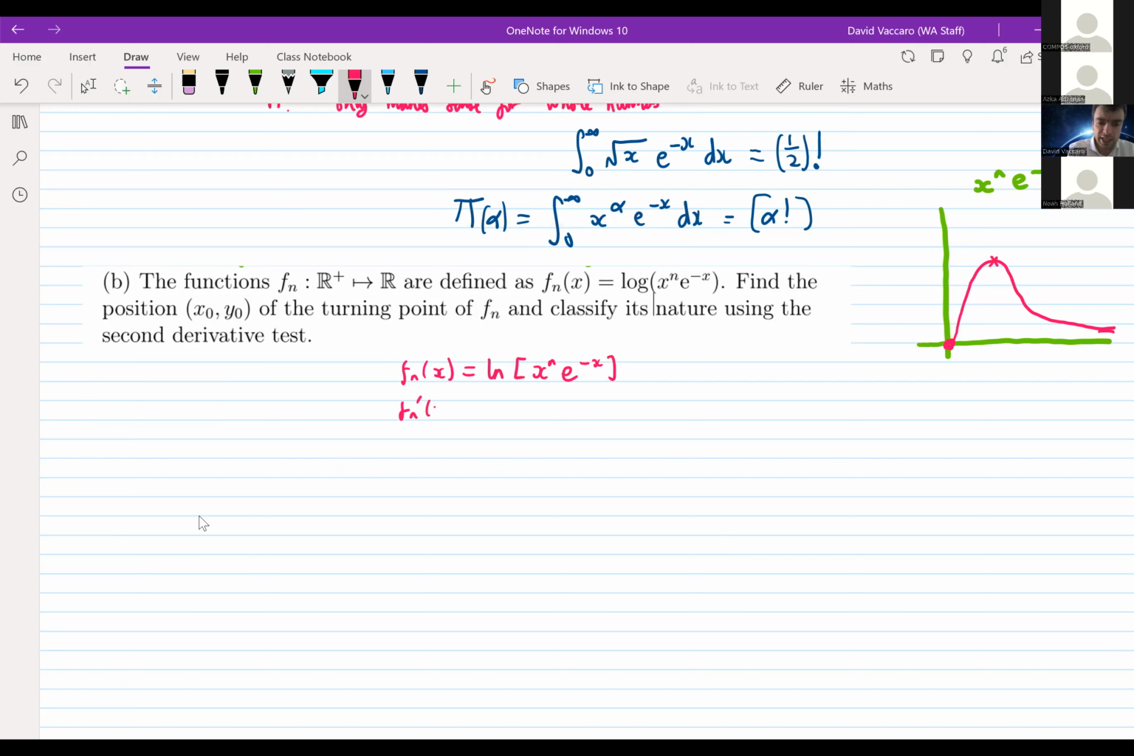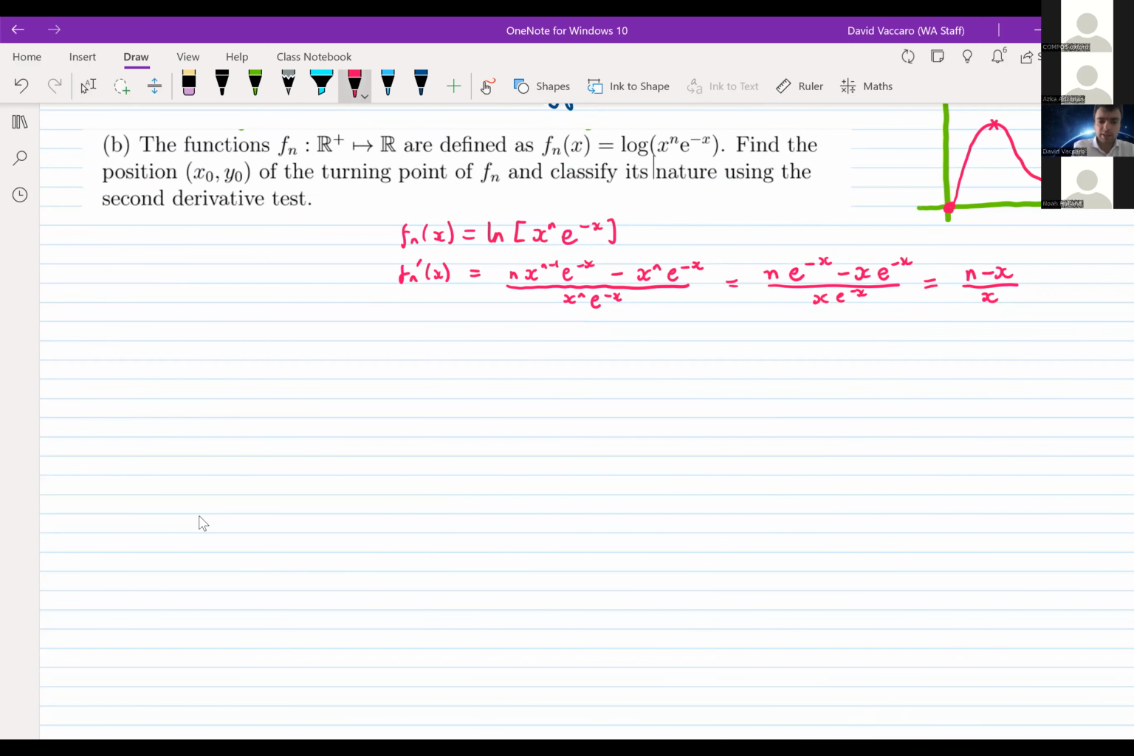So fn dash x, it's just a chain rule. So I differentiate the bracket using the product rule. Now divide by x to the n e to the minus x. And I can divide everything by x to the n minus 1. So I get n e to the minus x minus x e to the minus x over x e to the minus x. And the e to the minus x's go away. So I just get n minus x over x.